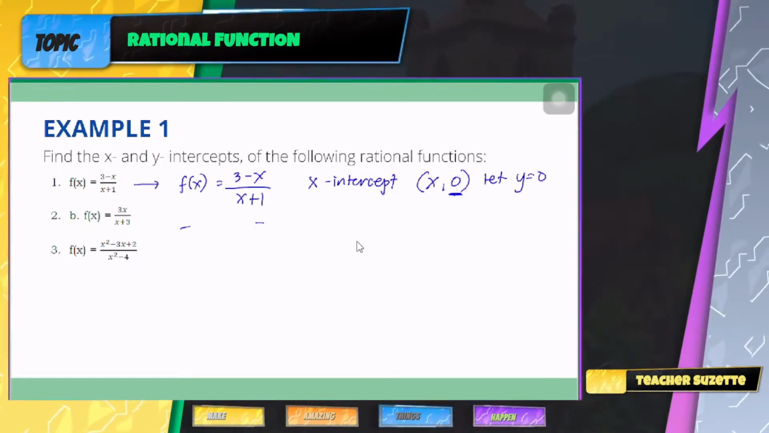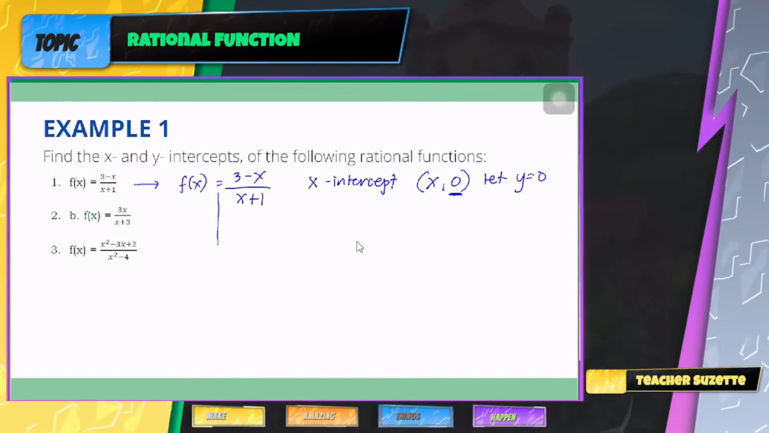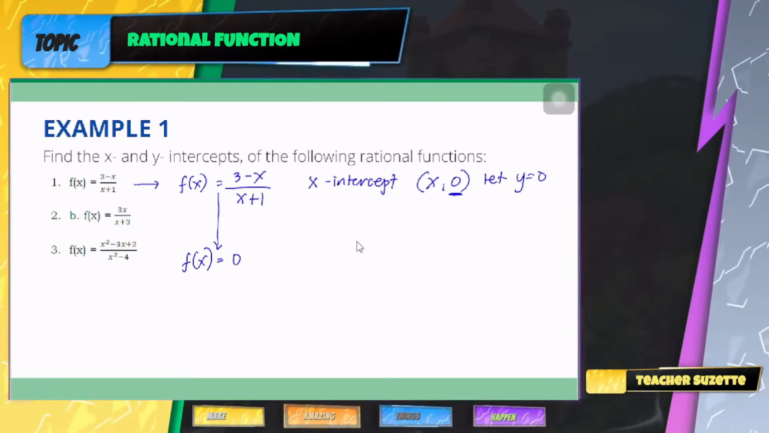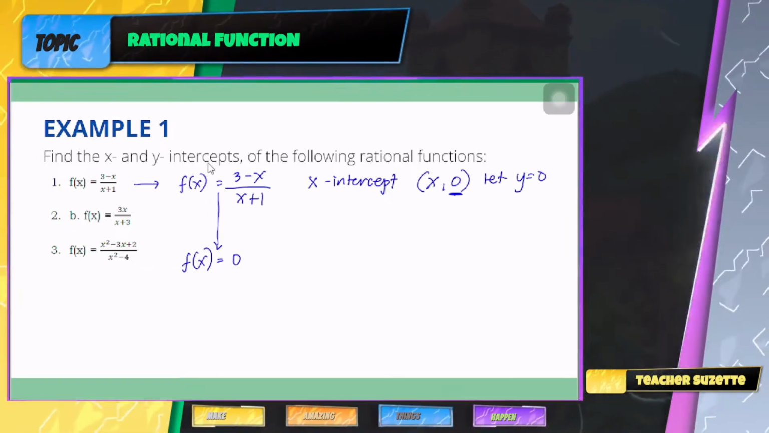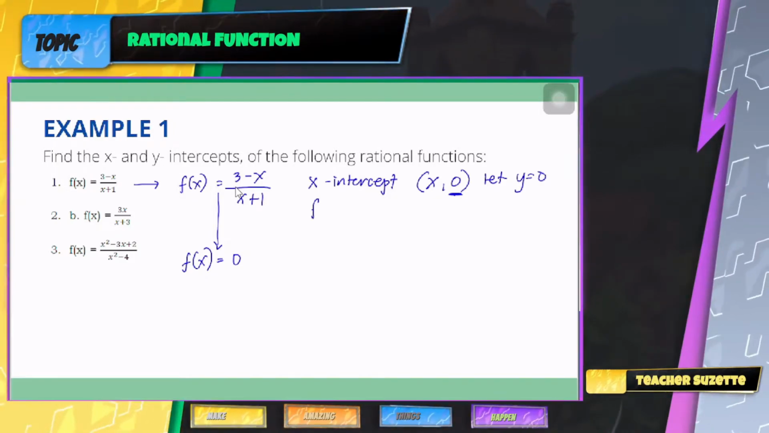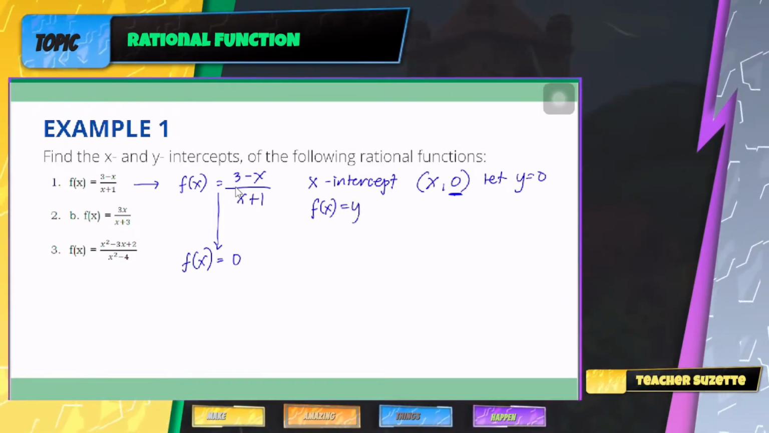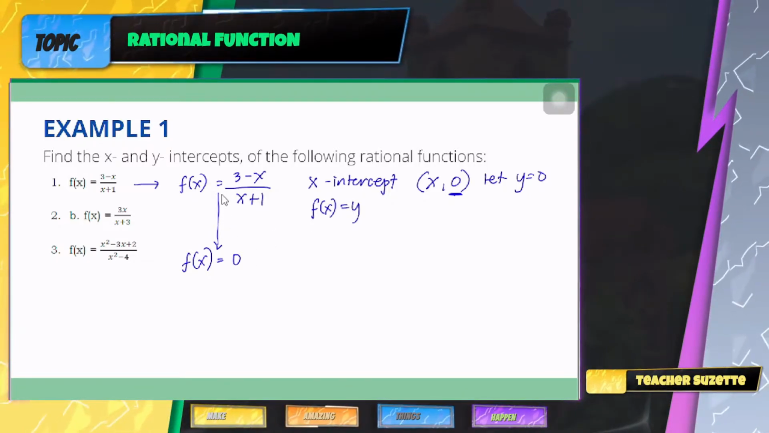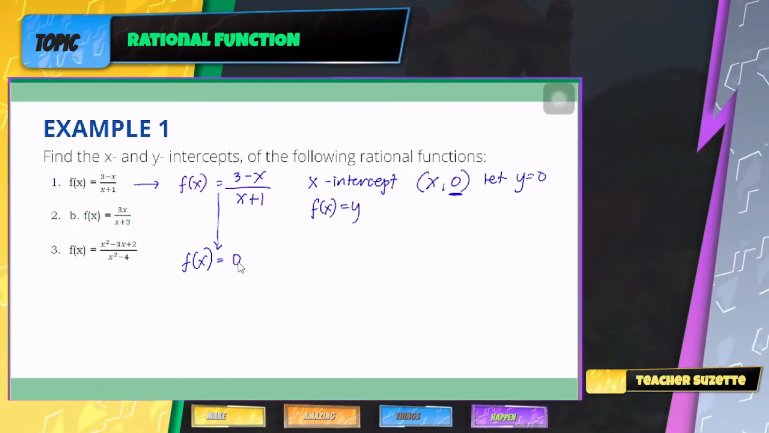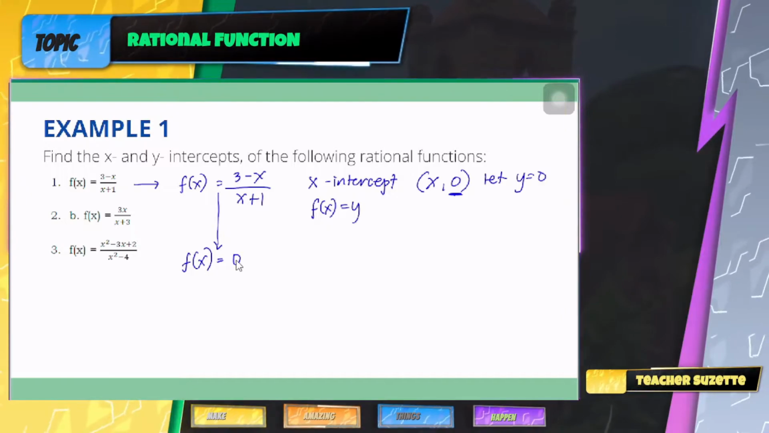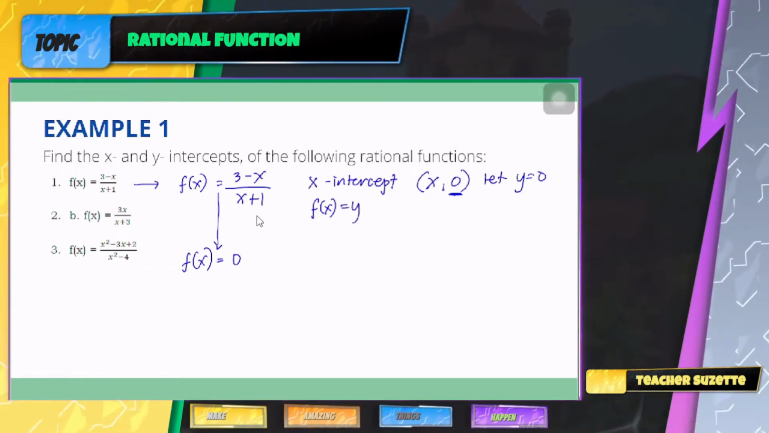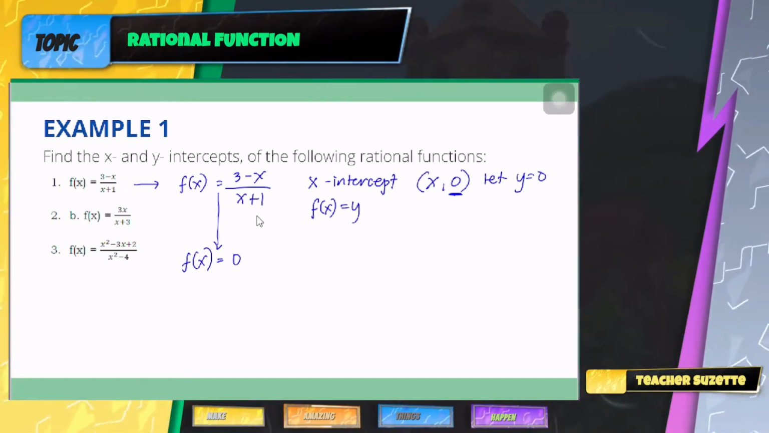So, therefore, itong ating f(x), dapat sa dulo niyan, ang maging equation mo ay maging 0. So, your task is to make sure that the other side of your f(x), given that your f(x) is equal to y, para makuha mo yung value ng x mo, kailangan mong maging 0 yung other side ng iyong equation. So, dapat itong (3 - x)/(x + 1) should be equated into 0. Or dapat maging equal to 0 siya. And paano natin gagawin yon?